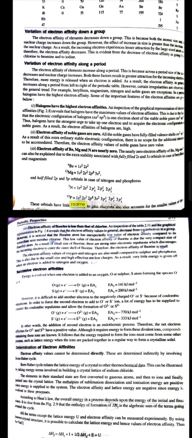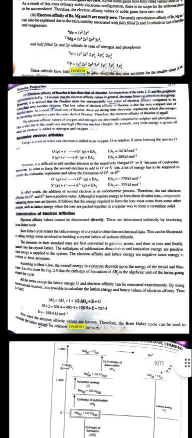Successive electron affinities. Energy is evolved when one electron is added to the atom, oxygen or sulfur, forming the species O⁻ or S⁻. However, it is difficult to add another electron to the negatively charged ion because of Coulombic repulsions. In order to force the second electron to add to the O⁻ or S⁻ ion, a lot of energy has to be supplied to counter the Coulombic repulsions and to allow the formation of O²⁻ and S²⁻. In other words, the addition of a second electron is an endothermic process.